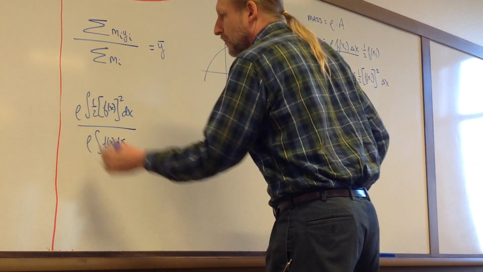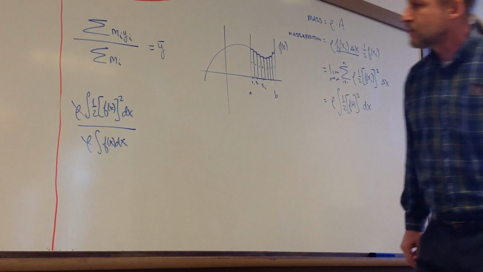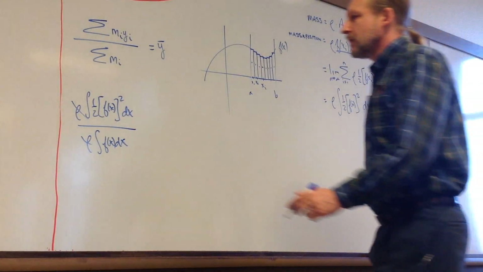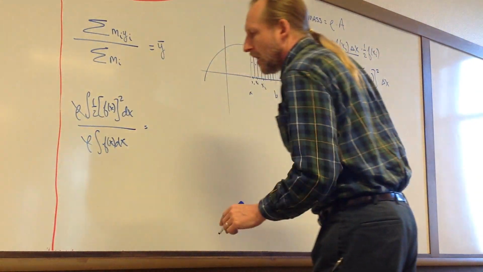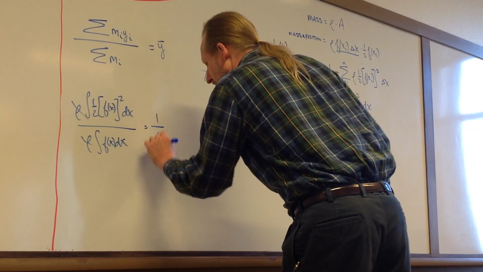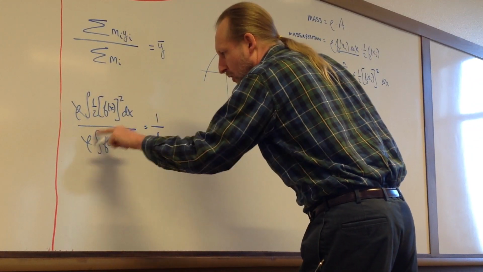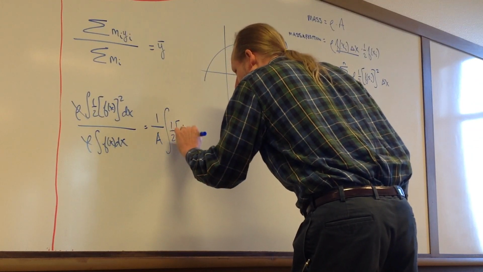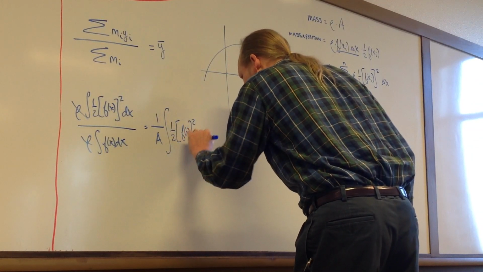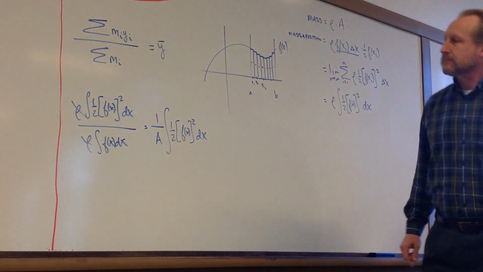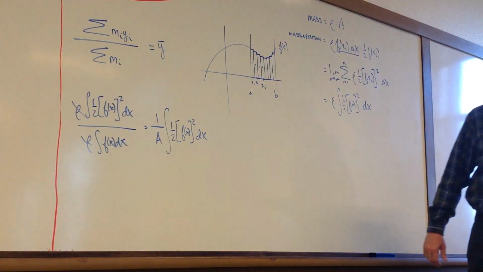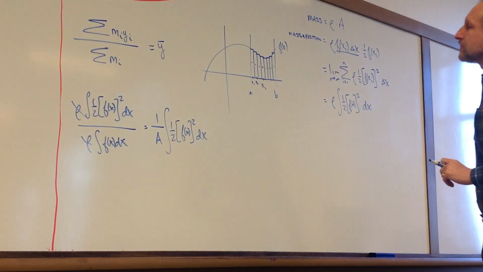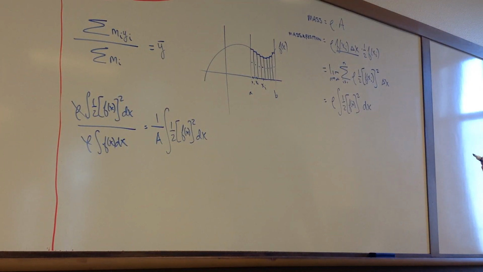And that's going to be equal to y bar. Again, those uniform densities cancel each other out. And so this is expressed in a similar way to the x bar. We call this 1 over the area, and then integral 1/2 f of x all squared dx. And that's the formula for y bar. That's on the formula sheet.